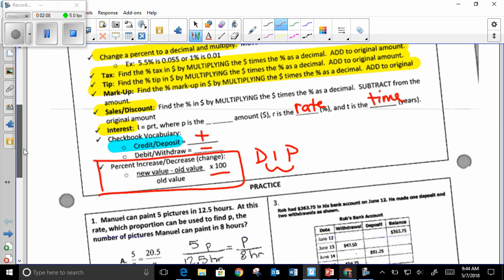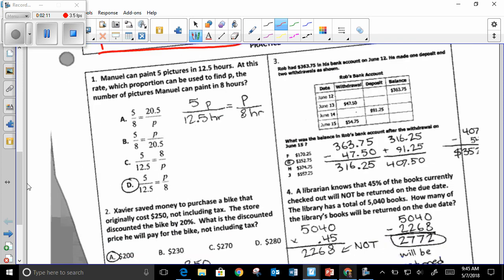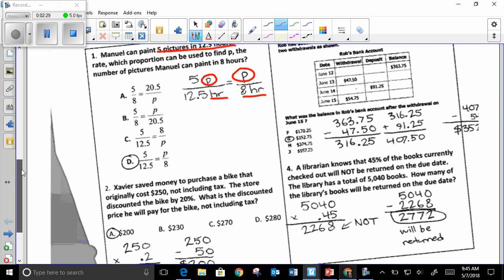So looking at problem number 1, 5 pictures in 12.5 hours. So notice that I have my pictures on top here, and then the hours are on the bottom. So when you set up your proportions, make sure that you set them up correctly. The answer to that one was D.